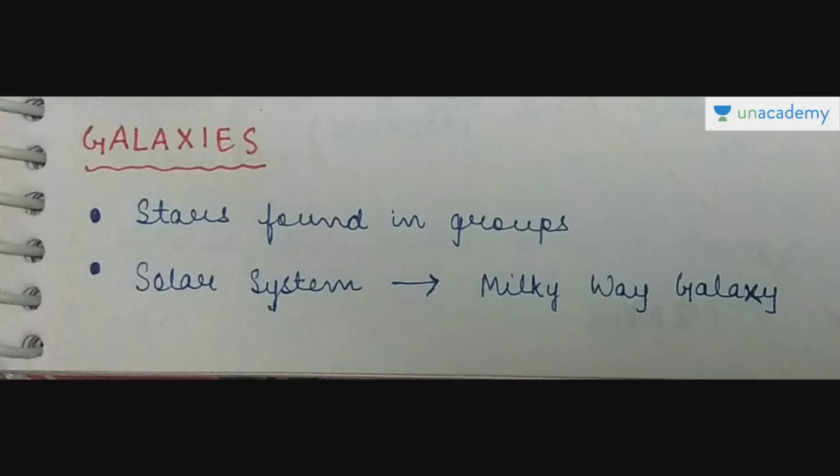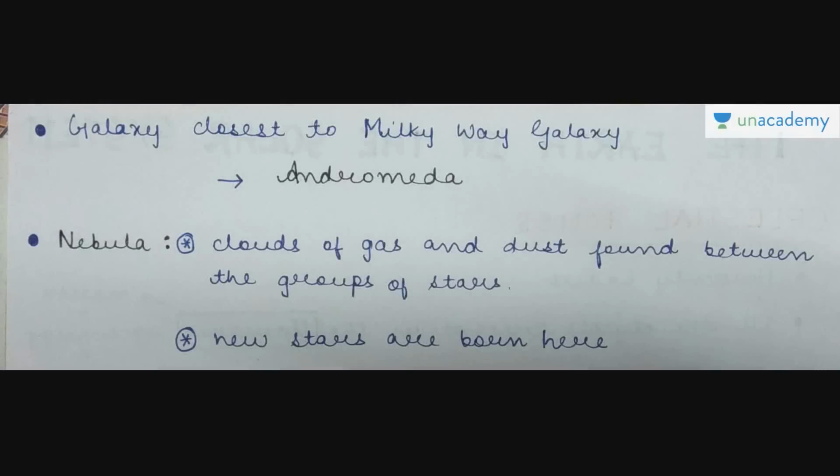Then galaxies. The stars which are found in groups are known as galaxies. That group is known as a galaxy. The solar system is a part of the Milky Way galaxy, which is also known as Akash Ganga. Now, the galaxy which is closest to the Milky Way galaxy, please remember this name, is known as Andromeda.